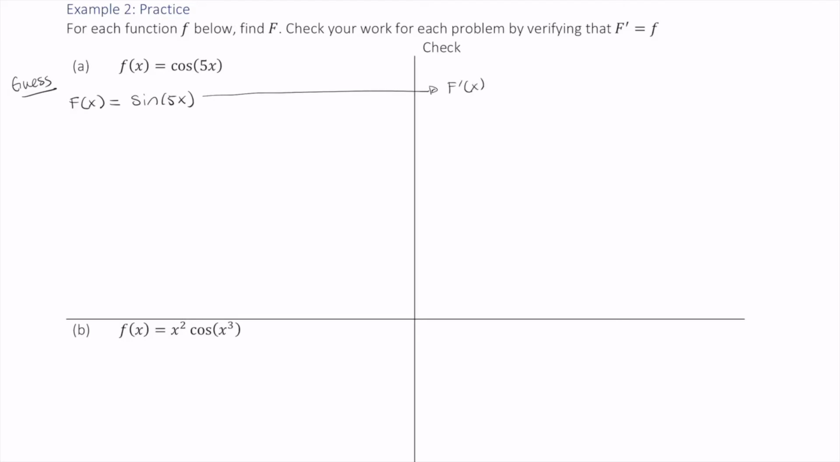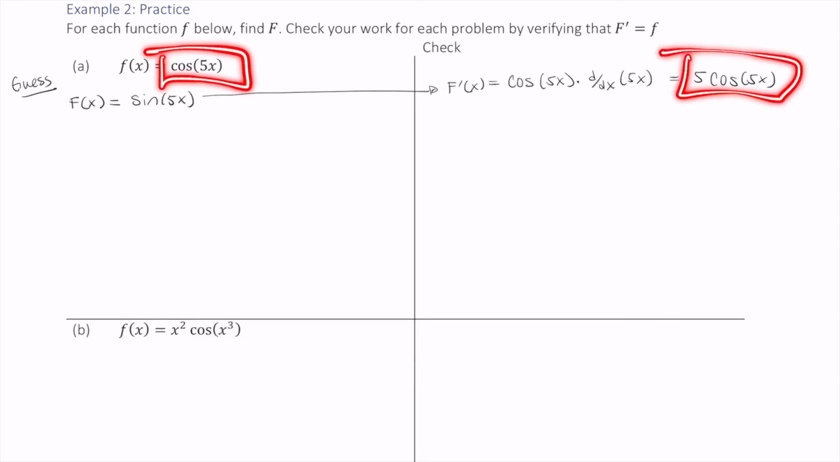F prime of x equals, and now we're going to have to make sure we take the chain rule into account since we have a function inside of a function. So first let's take the derivative of the outer function, and the derivative of sine is cosine. And then we have 5x, and then we're going to multiply by the derivative with respect to x of 5x, to get 5 cosine of 5x. And this is where we can compare if these two things match. They don't match. This has an extra 5 in it that is not here.